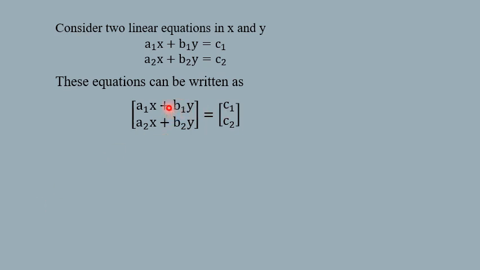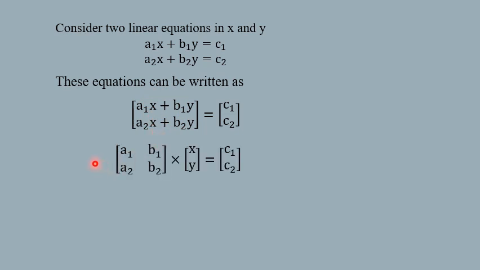This is a column matrix of order 2 by 1. This is also a column matrix of order 2 by 1. And the corresponding elements of these two column matrices are the same. That means a1x plus b1y is c1 by this equation, and a2x plus b2y is equal to c2 according to this equation. Now this matrix can be expressed as a product of two matrices like this.